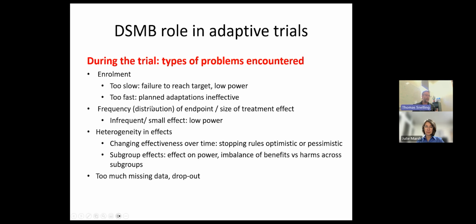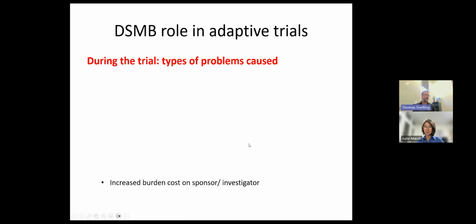Other common issues: too much data that's missing, too much dropout. But another problem that sometimes we encounter is the trial runs out of time, runs out of money, but sometimes it runs out of interest by the investigators. Sometimes investigators try to put responsibility on DSMBs to make decisions in those situations.